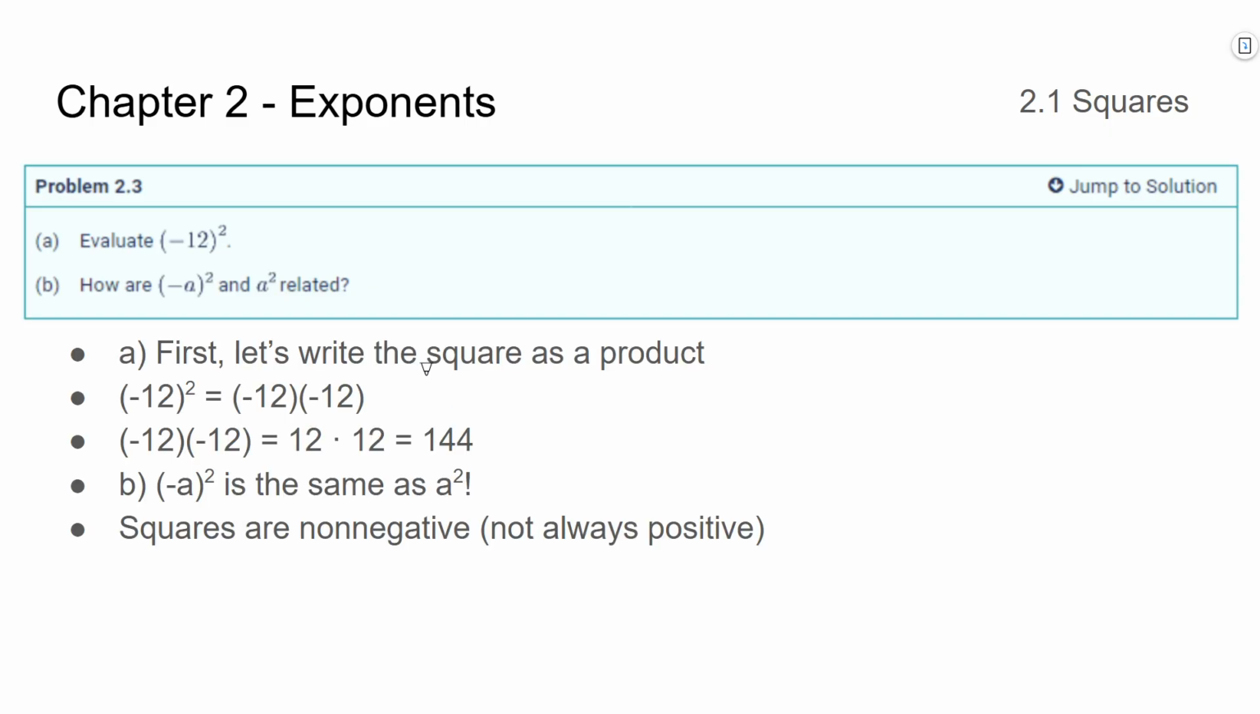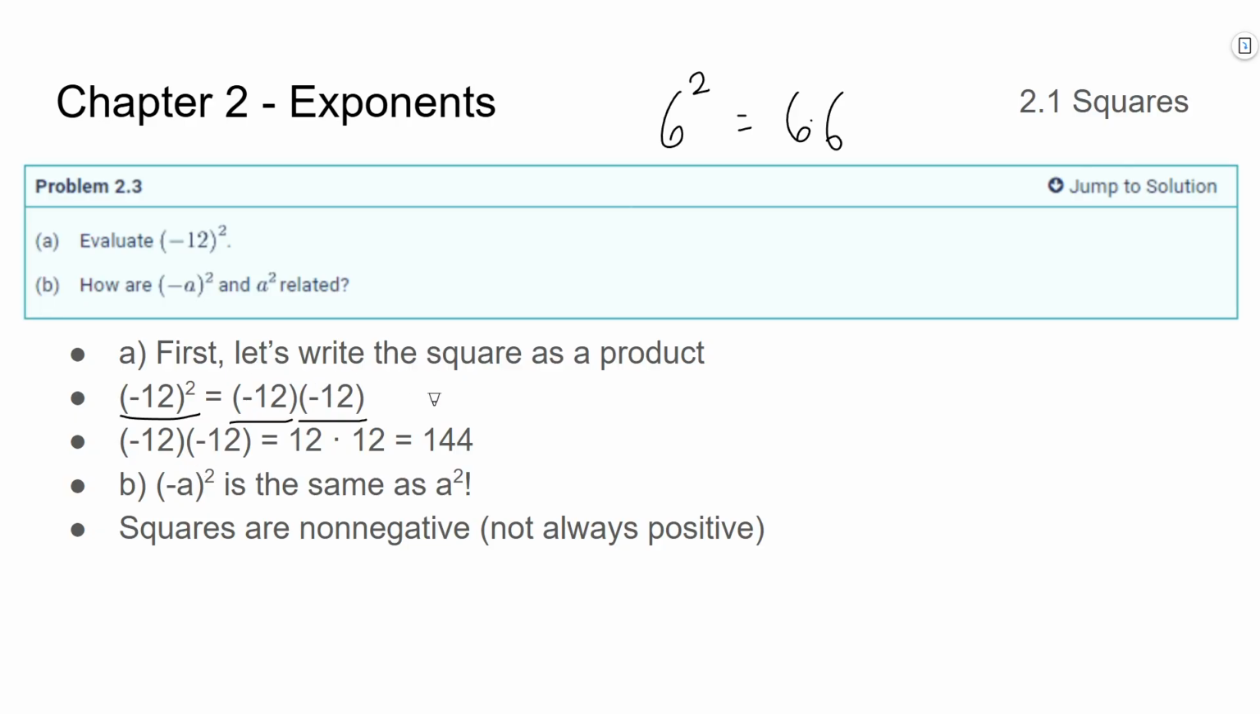Okay, first let's write the square as a product. What I mean by that is if you have 6 squared, the product of that is going to be 6 times 6, right? That's what 6 squared means. So let's go ahead and do that with this negative 12 in parentheses squared. It becomes negative 12 times negative 12. We're going to be squaring what's in this parentheses.